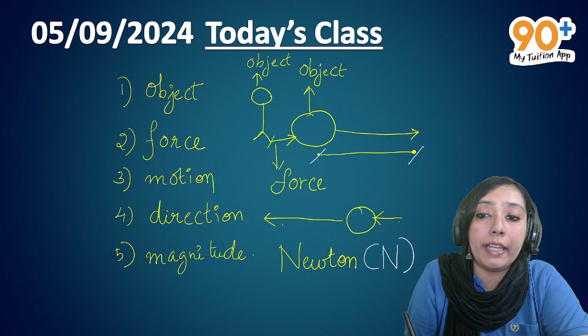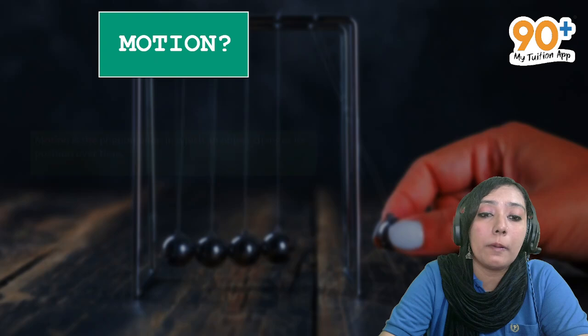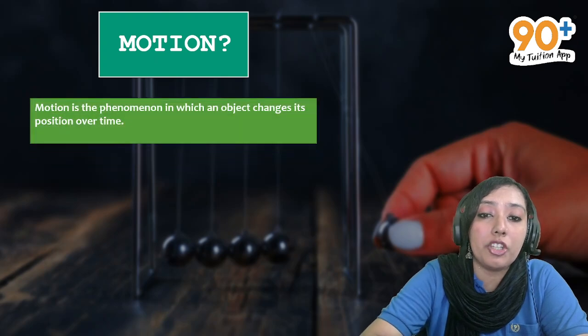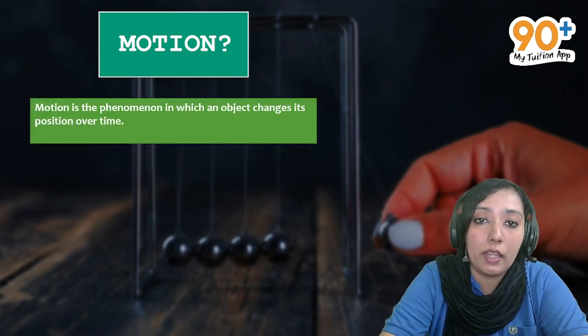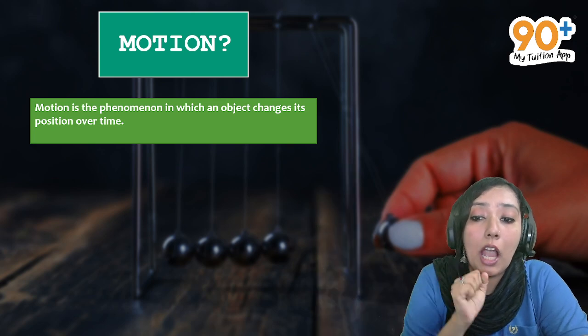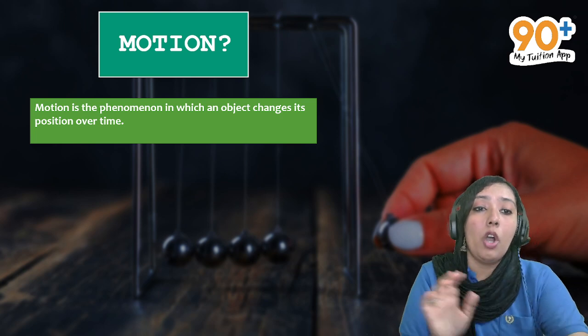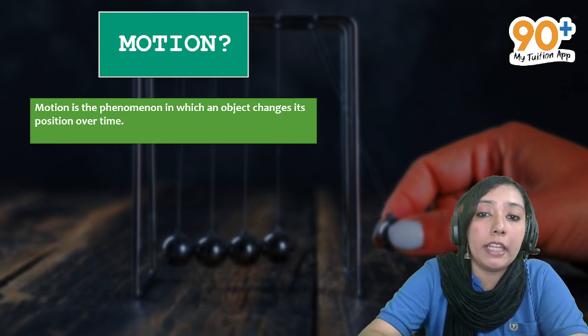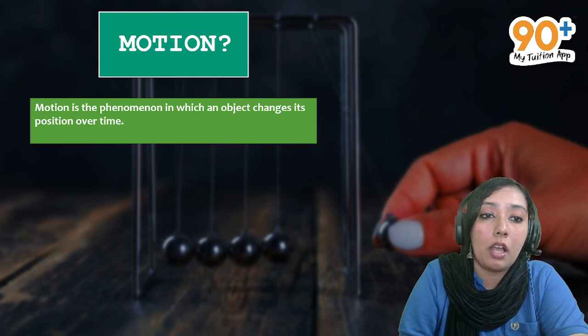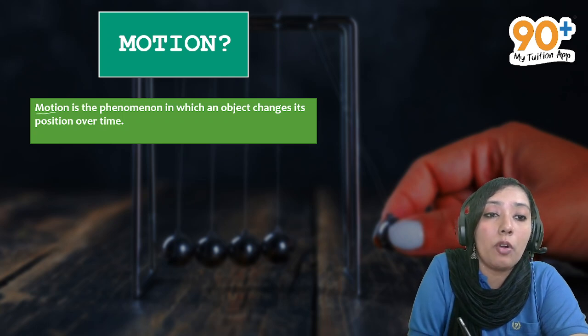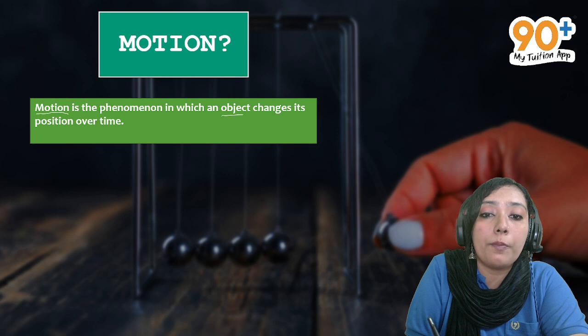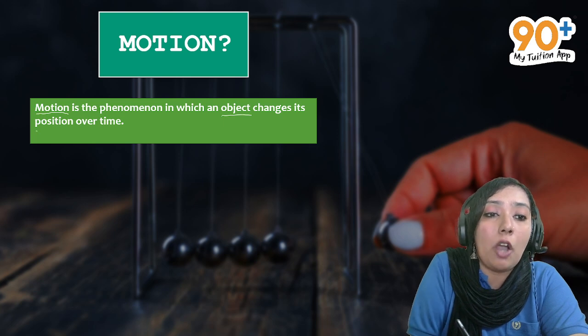Now after kicking, what happens? The ball will reach here. So the position has been changed. It moves from one position to another position. Now, over time. Out of this, how many keywords can you spot? We have already learned what motion is, then we learned object, and just now we learned position, and what is time.